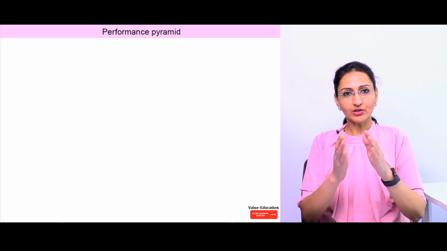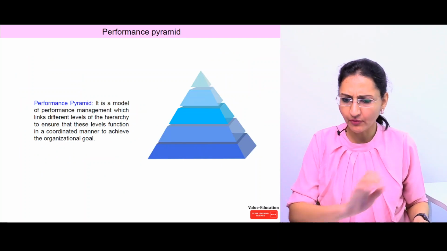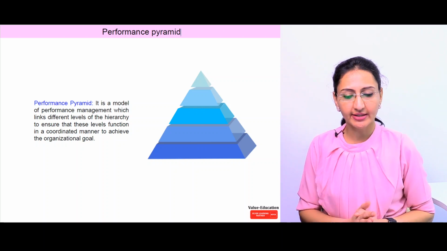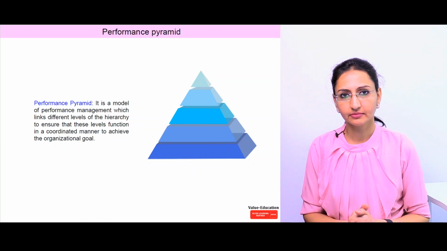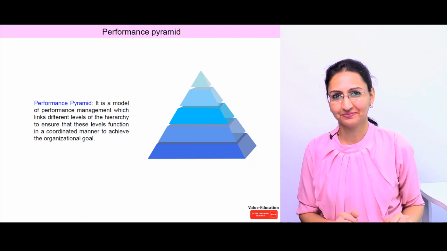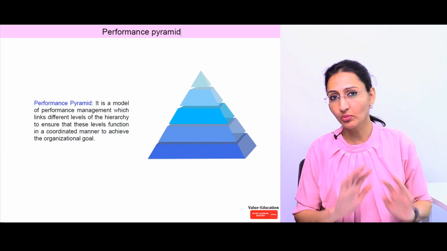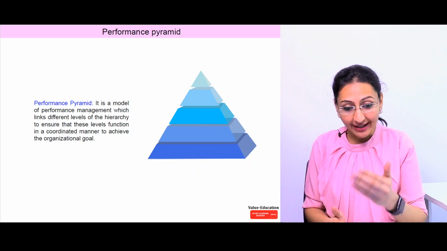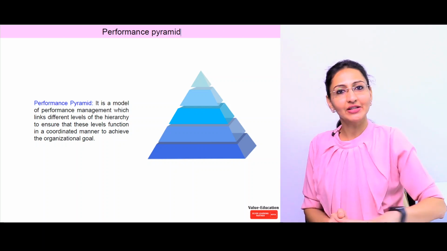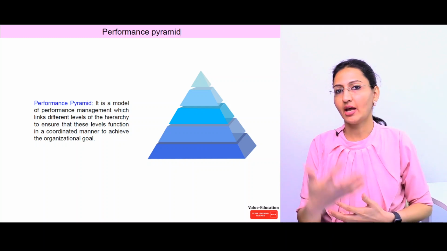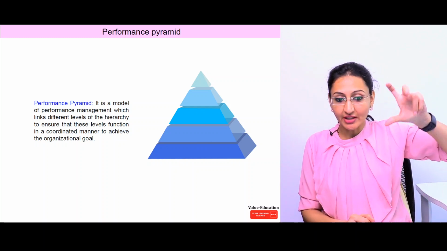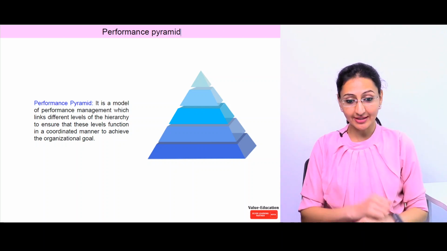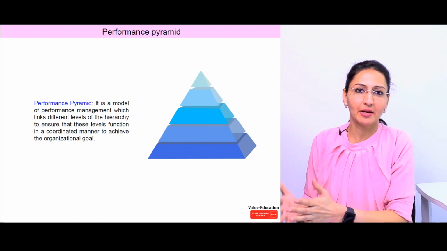Simple. Now let's talk about performance pyramid. Now what is this performance pyramid? I have created a simple pyramid here. Performance management, when we say, it has got a model. Its name is performance pyramid. There are no mummies in the pyramid, no mummies at all. We have simple links of different levels of hierarchy here. There are three levels of functions. We have top, middle, and operational. These three have to work in a coordinated manner so that the organizational goals are achieved. This is what a performance pyramid is all about.